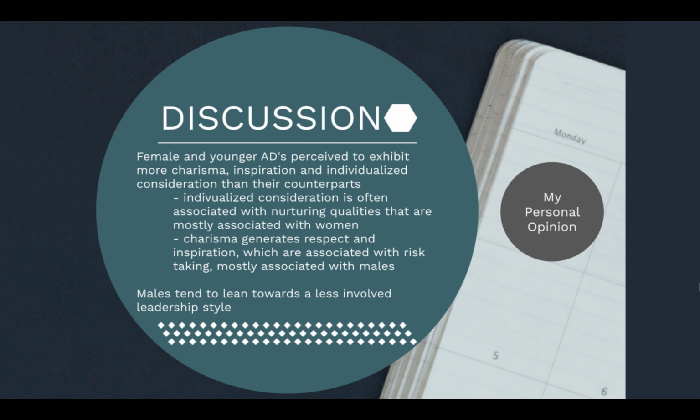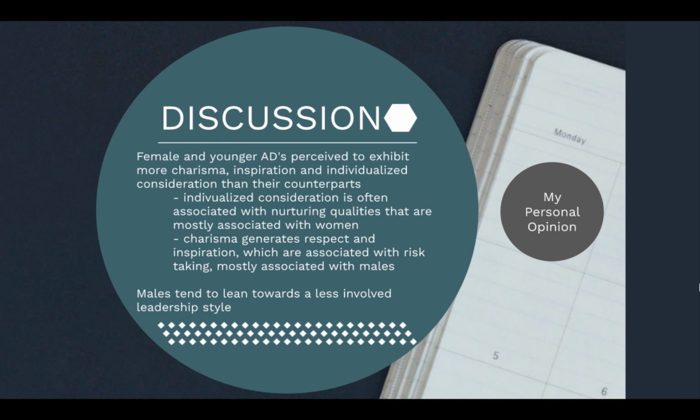It might not come as a surprise that the females had more perceived individualized consideration for their coaches, as it is considered a nurturing characteristic that is most often associated with women. The female athletic directors were also perceived to use more charisma, which might come as a surprise because it typically generates respect and inspiration more than their male athletic directors. These characteristics are typically associated with self-confidence, nonconformity, and risk-taking, which is more typically associated with males. This finding could suggest that the female athletic director may produce a balance of masculinity as well as femininity to combine to create the great transformational leadership style.